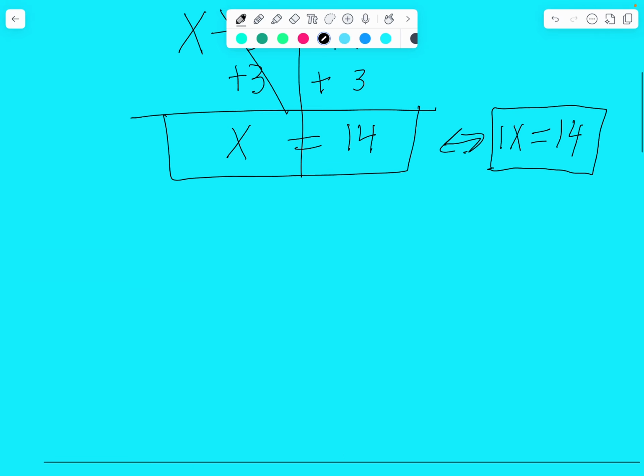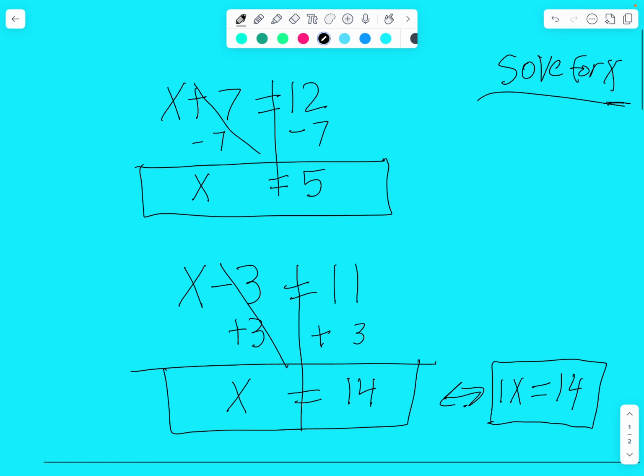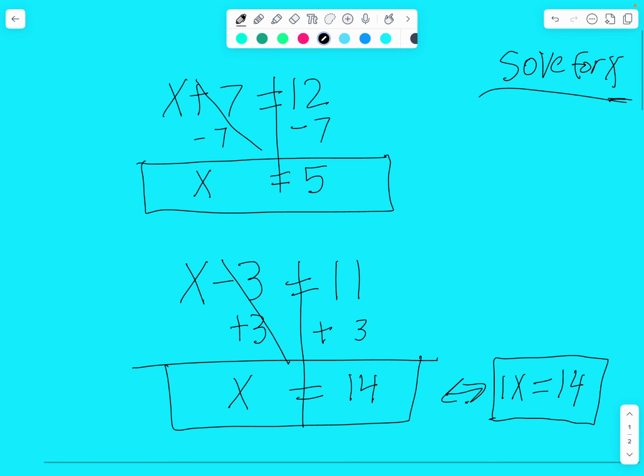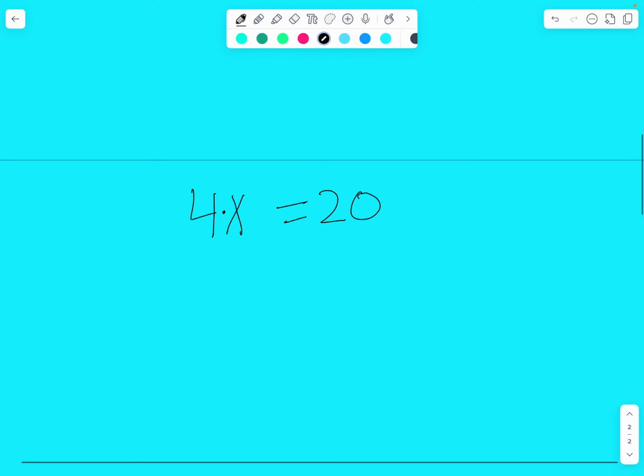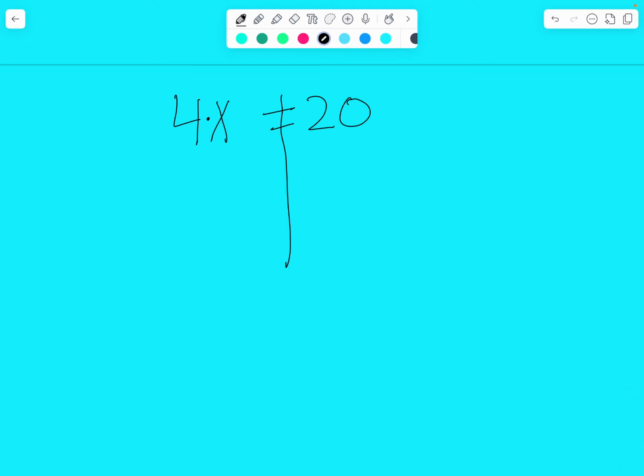And if you look back at the old problems we did, when we had minus 3, we did the opposite. We added 3. When we had a positive 7, we minused it by 7. Because the opposite of addition is subtraction. The opposite of multiplication is what? Division, right? Great. So I would divide to get x by itself. I know that I want to know what x is equal to. I don't want to know what 4x is equal to. So I'm going to divide both sides by 4.